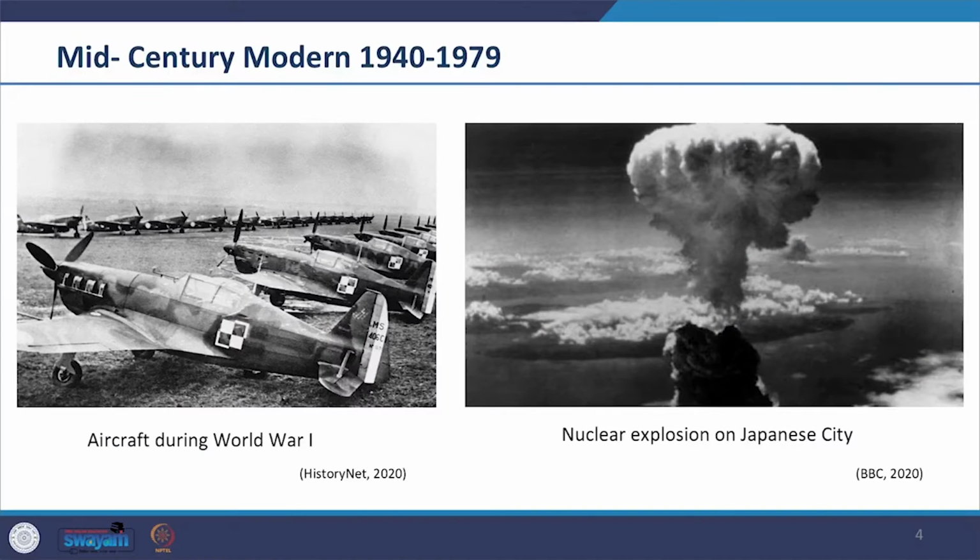Welcome to the course Introduction to Urban Planning. In this session today, in our effort to contextualize our cities and to review their emplotment and to see how did we reach here where we see such giant cities, we will walk through the period of modernization till 1979. Starting with mid-century modern, 1940 to 1979.